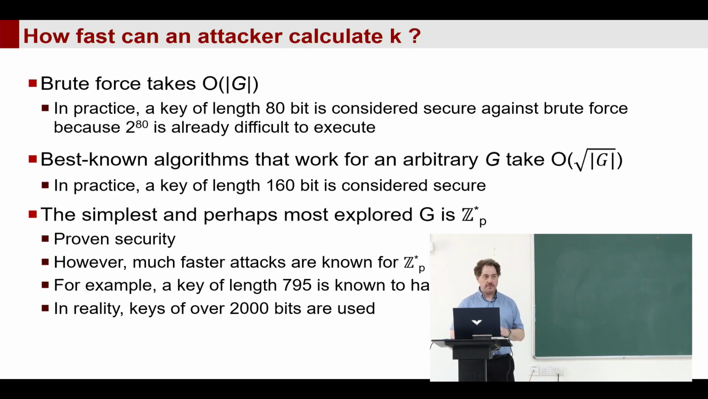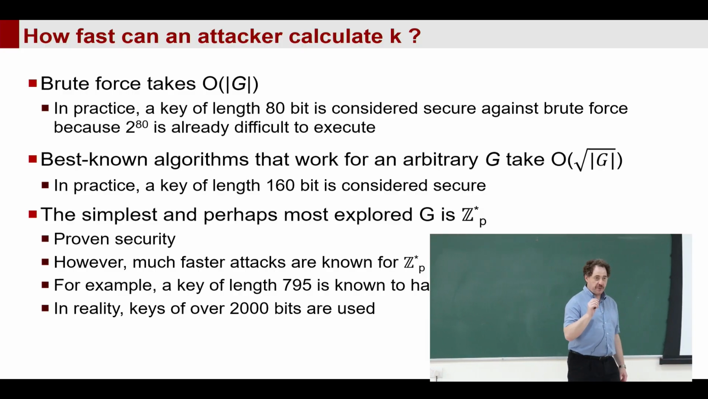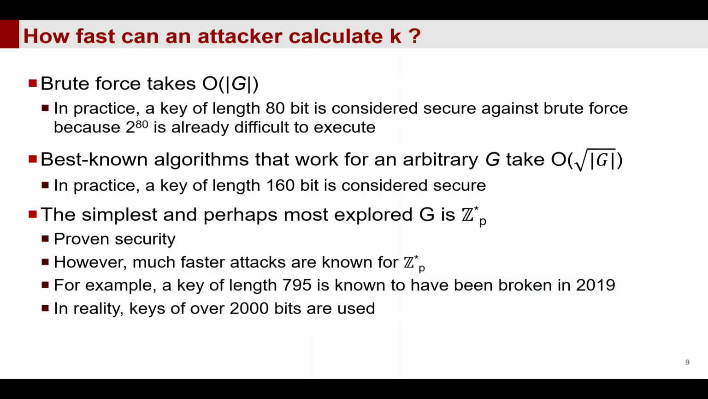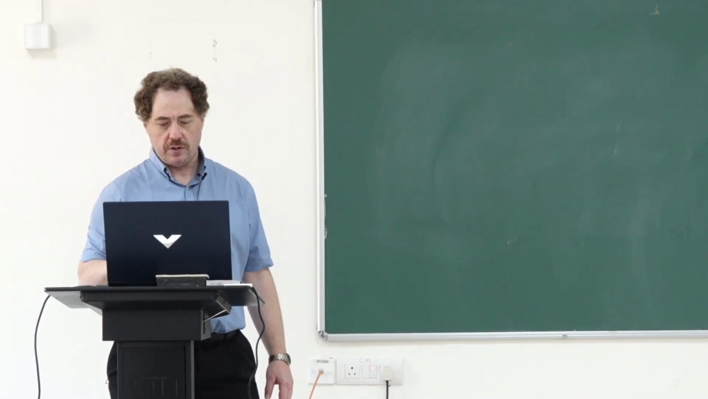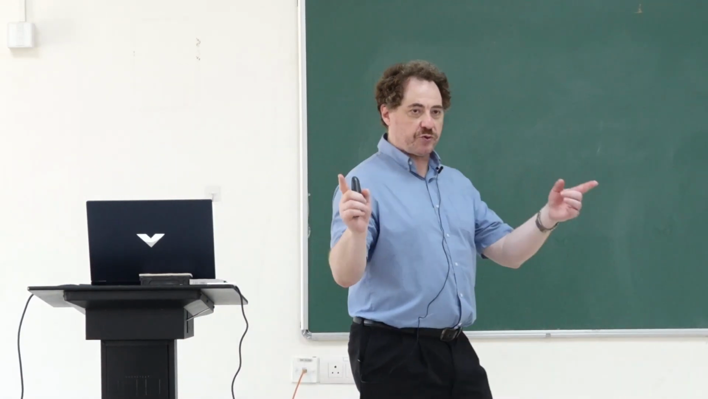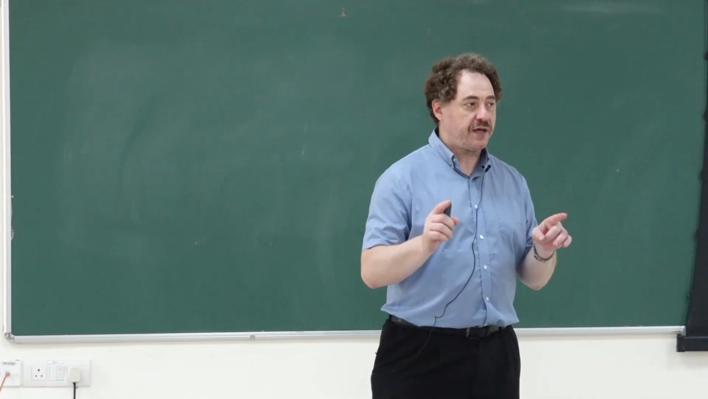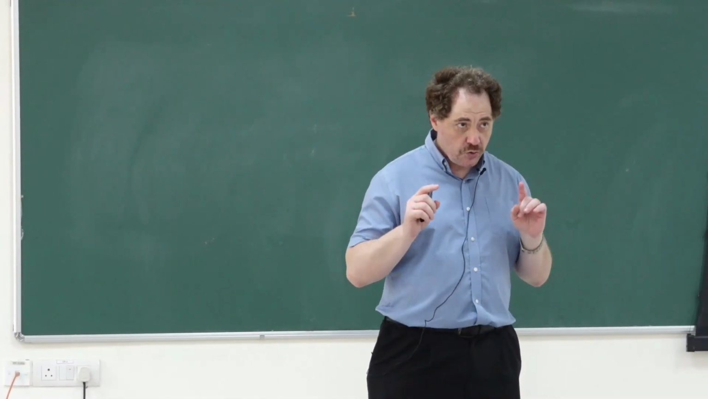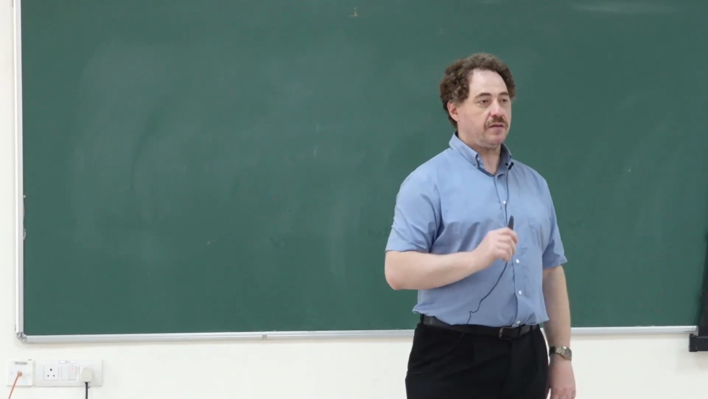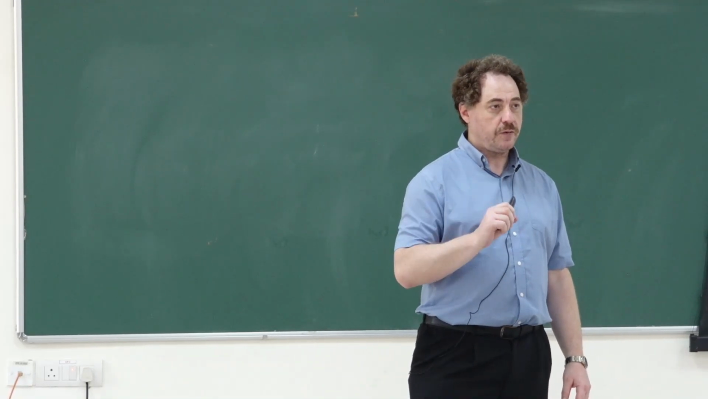What's the problem? The problem is that number theory gives the attacker much better tools than the general algorithm. So the best known general algorithm takes order of square root of the size of G for the attacker. But that's the general algorithm. For specific groups, the attacker can do much better. And it turns out that for this group of numbers, the attacker can do much better. There are specialized algorithms, specialized attacks for this group.